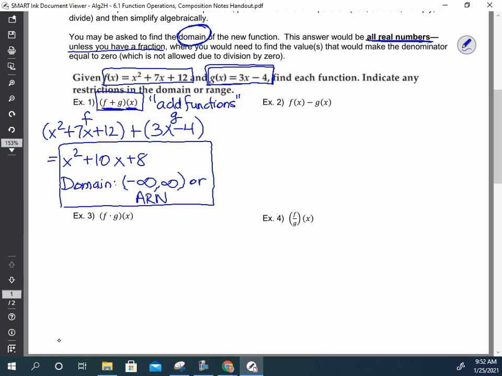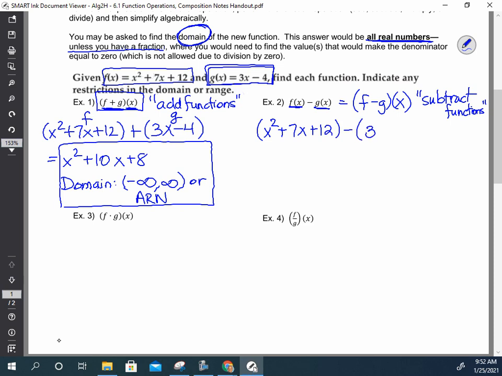Let's do example 2. Example 2 is a little bit more straightforward. F of x minus g of x. So you're subtracting the two functions. If it was written like that, that still means the same thing. You're still subtracting the two functions. It's still a subtraction problem. Subtract two expressions, keep the first expression, distribute the negative into the second expression, and then combine your like terms.